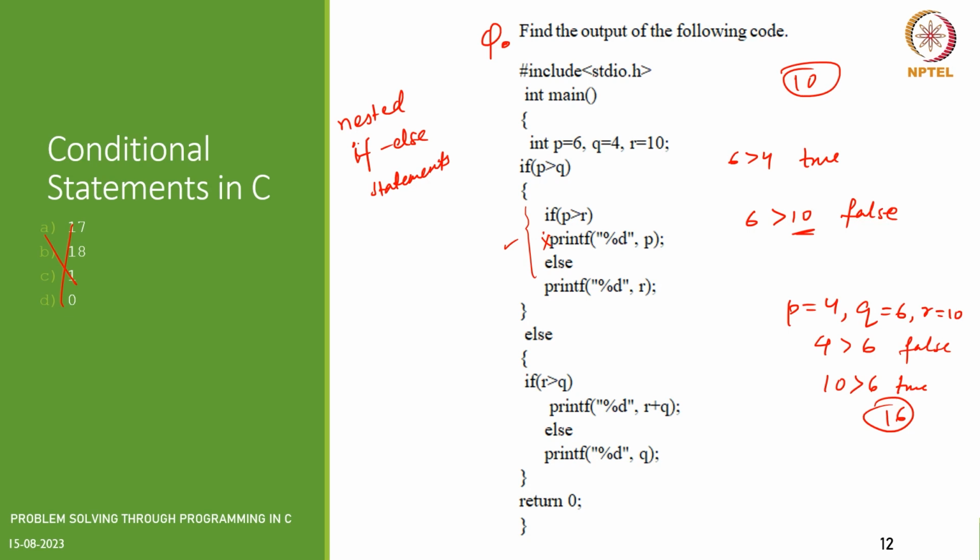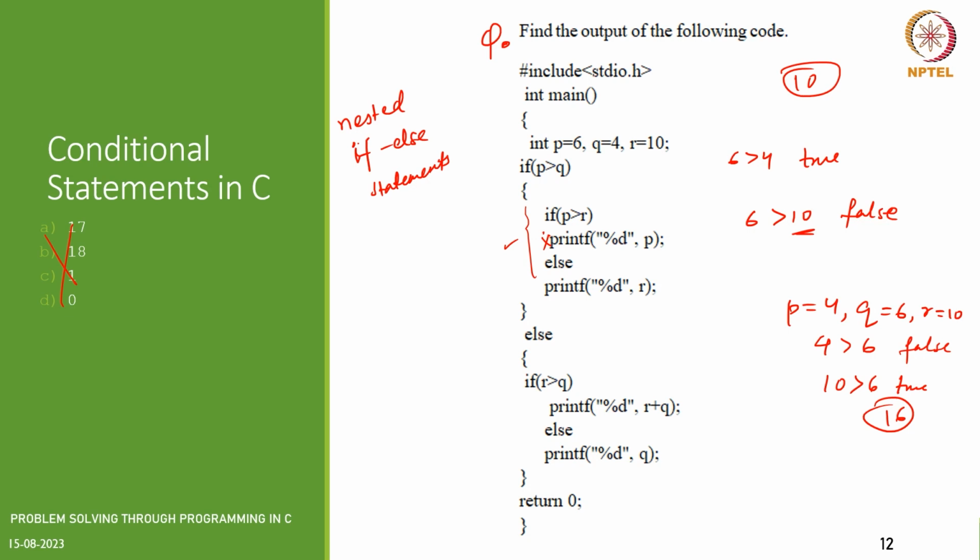That means the part associated with the true will not be executed. So this first printf is gone. We'll go to the else part and we'll print the value of r. The value of r is 10. So here the answer will be 10. But what if you change the values such that p is now 4, q is 6, and r is 10? So what happens in that case? You check here, 4 greater than 6, which is false. So you ignore this first entire block and you come to the else block.